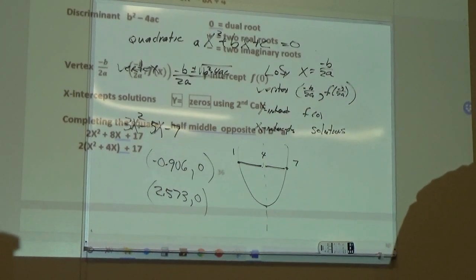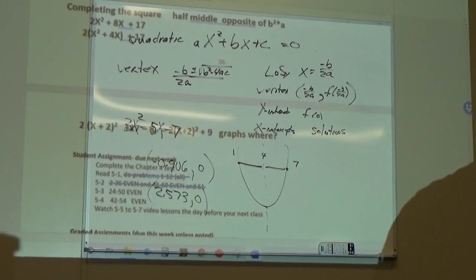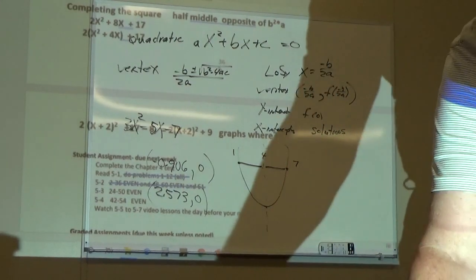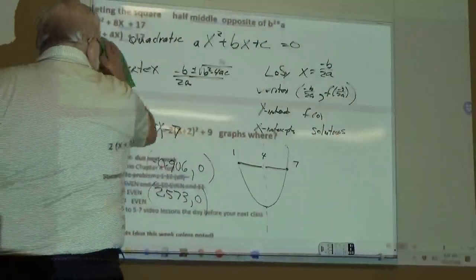All right. Now, completing the square. How do you complete the square? You use half the middle term. All right. Now, this is the more complicated completing the square. Let me get this.